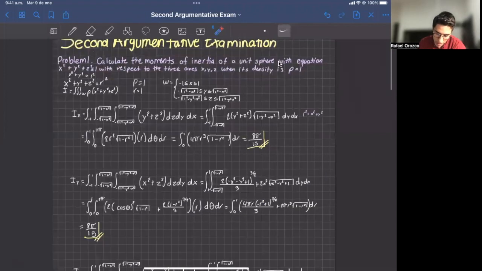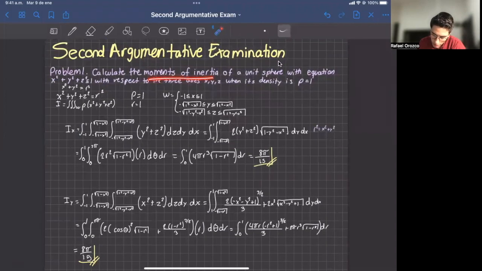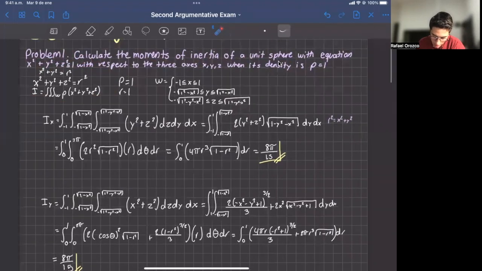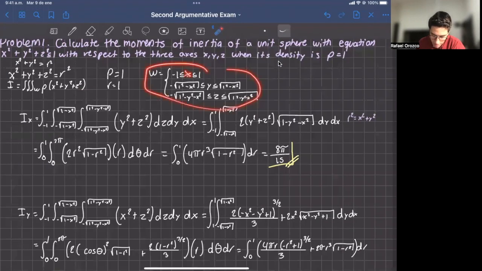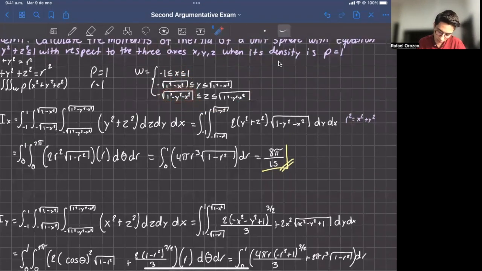The first problem is to obtain the moment of inertia of a unit sphere with this equation, in each axis, with a density of 1. We will use some formulas, and our limits will be x from -1 to 1, y with this equation, and z with this equation, in negative and in positive.